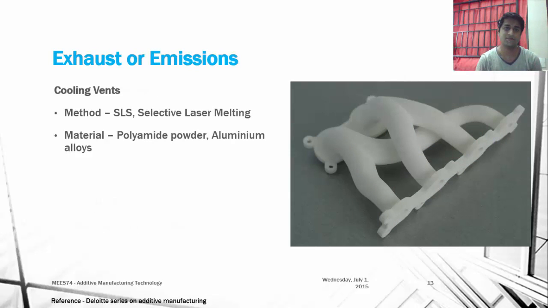Another area is exhaust and emissions. So cooling vents or exhaust pipes can be manufactured using RP methods. The method is usually SLS or selective laser melting, and the material is polyamide powder, aluminum alloys.